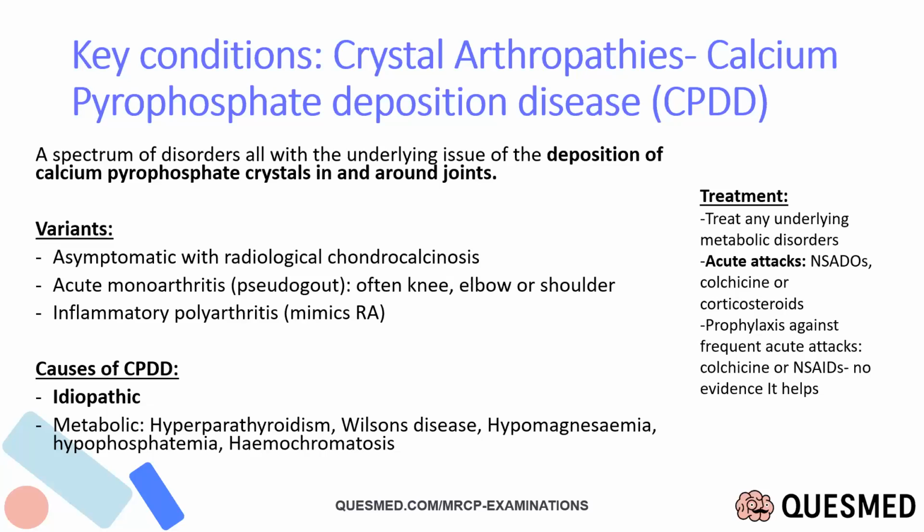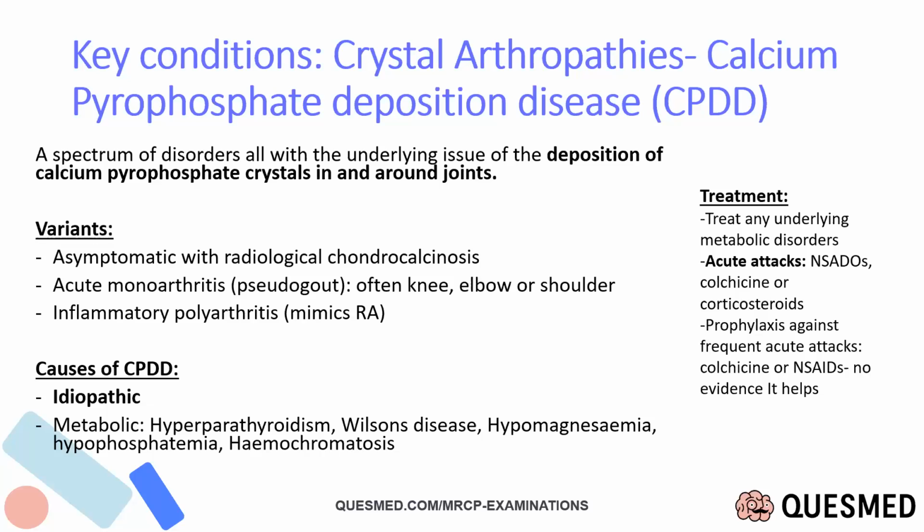Or they might present with pseudogout, often in the knees, elbows, shoulders. And you can get an inflammatory polyarthritis affecting the small joints, particularly of the hands, and that can mimic rheumatoid. Causes: it can just happen, but it is also associated with things like haemochromatosis, Wilson's disease, hyperparathyroidism. And again, I've seen that in a question stem before, where it's associated with someone with hyperparathyroidism, so just be aware.